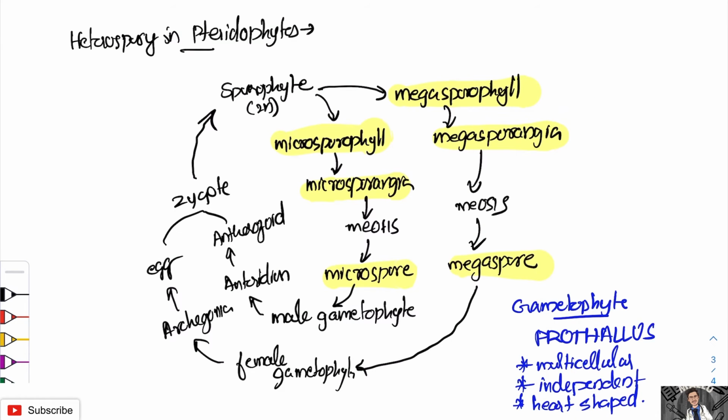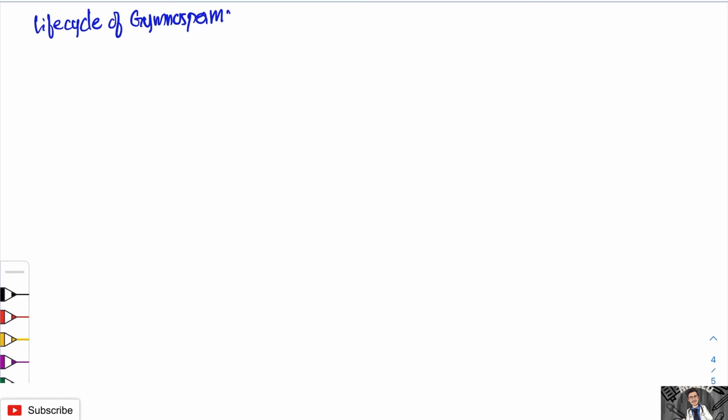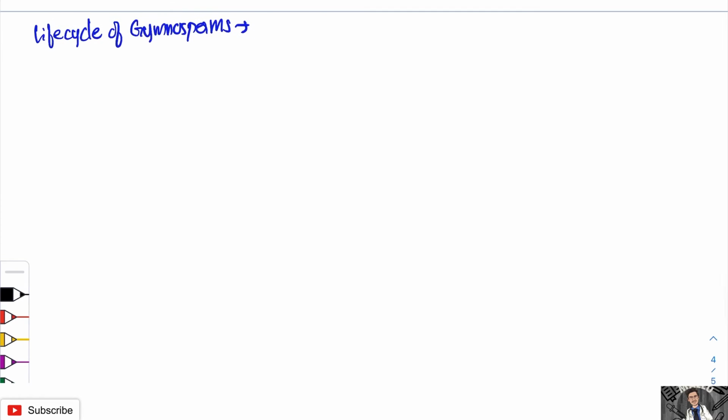So having learned the life cycle of heterospory in pteridophytes, it's quite simple to learn the life cycle of gymnosperms. There will be slight modifications when heterospory in pteridophytes develops to form the gymnosperms, which is the next division in plant kingdom. So let's begin. As you all know, gymnosperms are predominantly diploid in structure. Its life cycle is predominantly diploid.